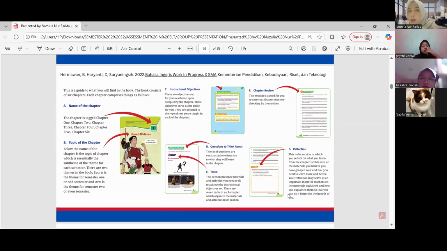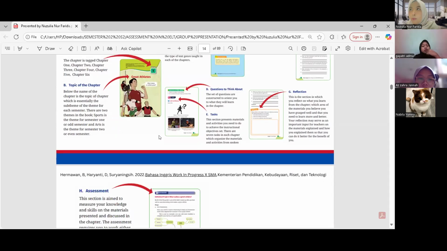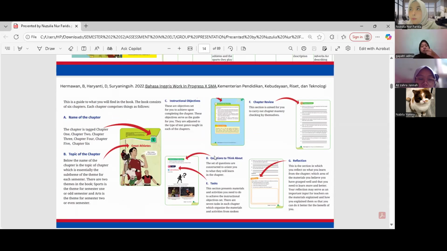Yeah, here is the content of the 10th grade books of senior high schools in Indonesia. So the book provides a topic and then several tasks and also reflections as well as assessment.